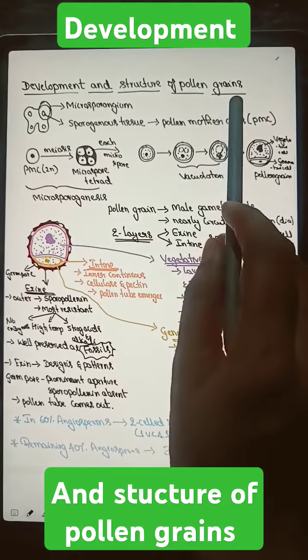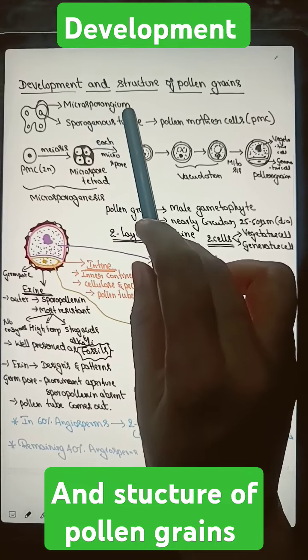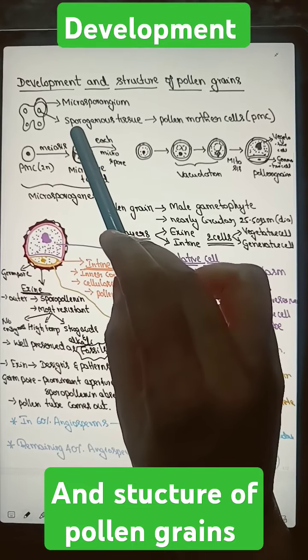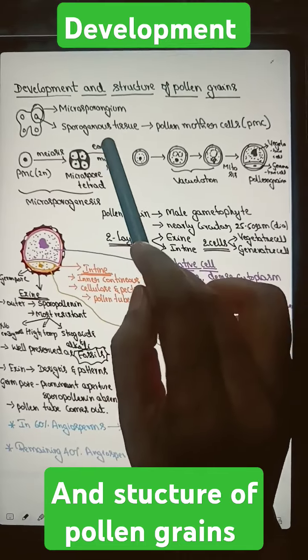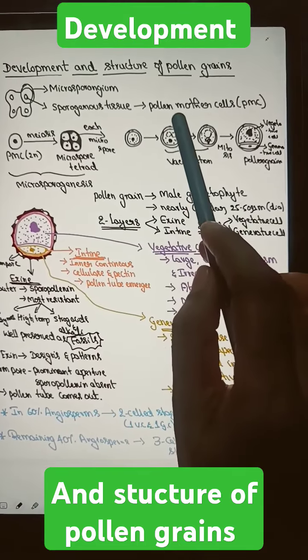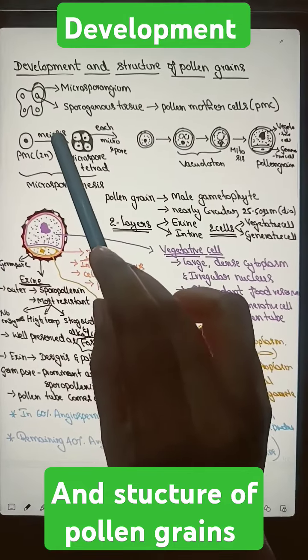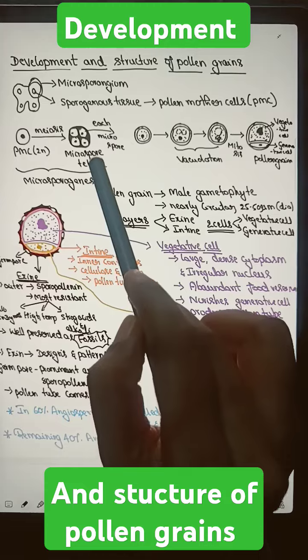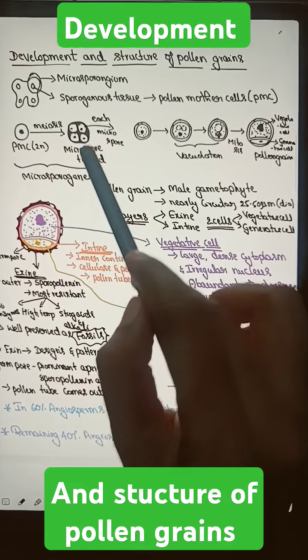Development and structure of pollen grains. Within the anther, there are 4 microsporangia. Within each microsporangium, there is sporogenous tissue which is centrally located. Sporogenous tissue consists of homogeneous cells called pollen mother cells. Each pollen mother cell can undergo meiosis and produce microspores by the process called microsporogenesis.